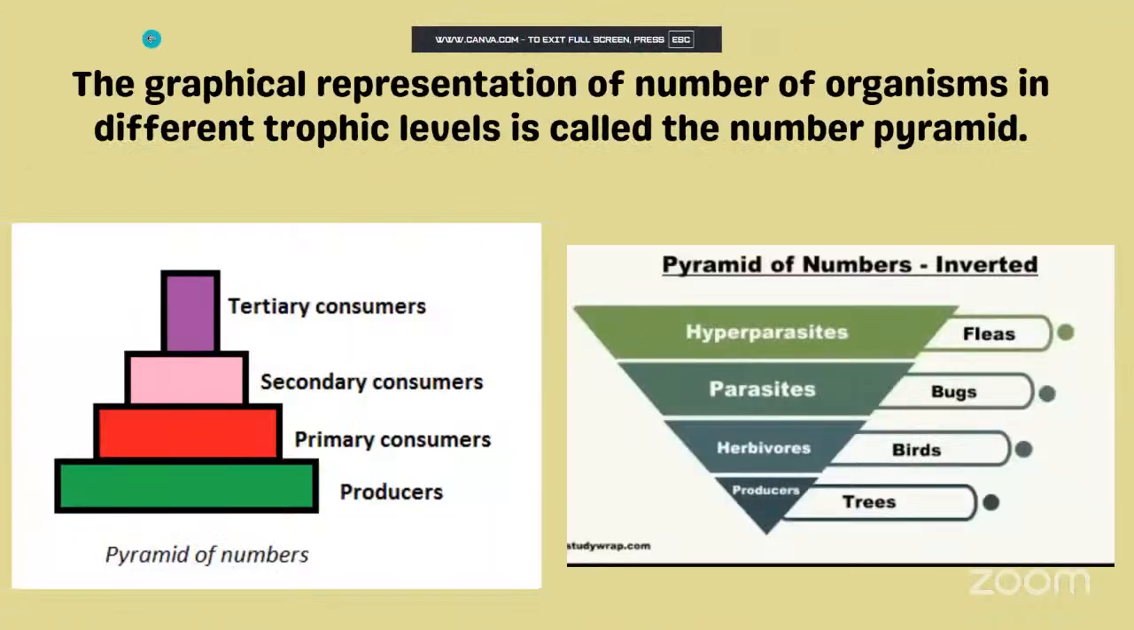Okay. So now we are going to be talking about the pyramids. We have three types of pyramids: number pyramid, energy pyramid and pyramid of biomass. Now, what is the one type of pyramid that is always going to be upright? There is one type of pyramid which is always going to be upright. What is that pyramid?